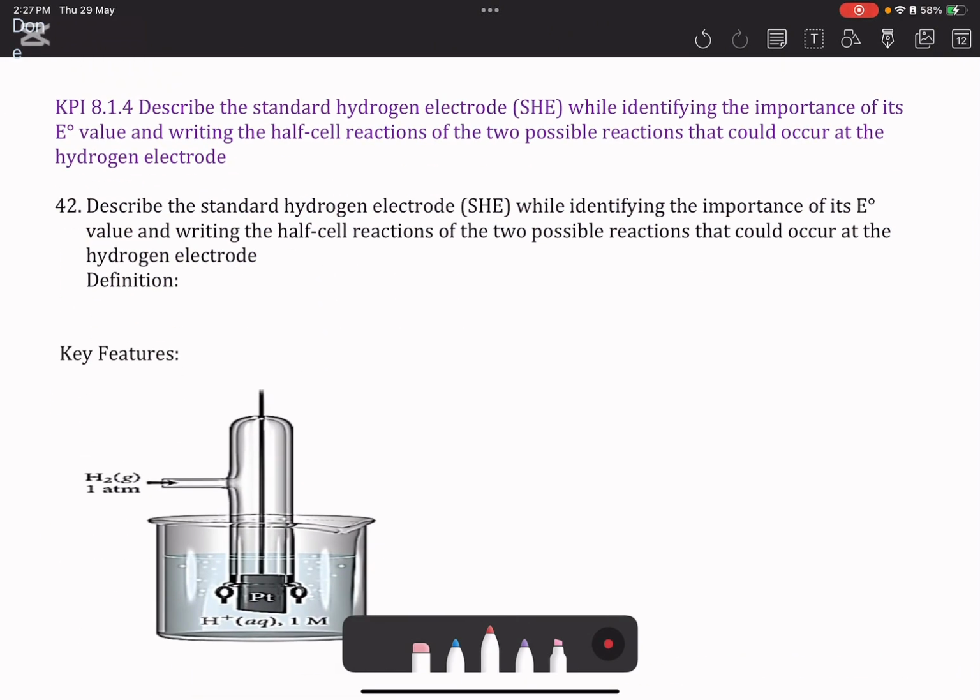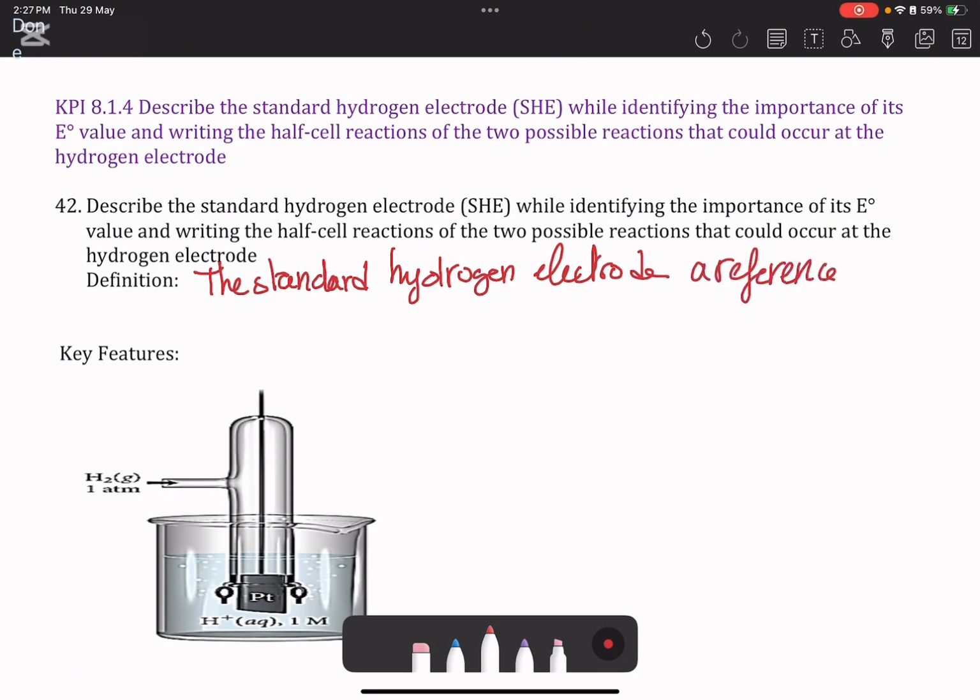Now moving on, almost there. Describe the standard hydrogen electrode while identifying the importance of its electrode potential value and writing half-cell reactions of the two possible reactions that could occur at the hydrogen electrode. So definition. SHE is the standard hydrogen electrode, and it's a reference electrode. It's a standard, a reference electrode that we use in order to get the potentials of other electrodes.